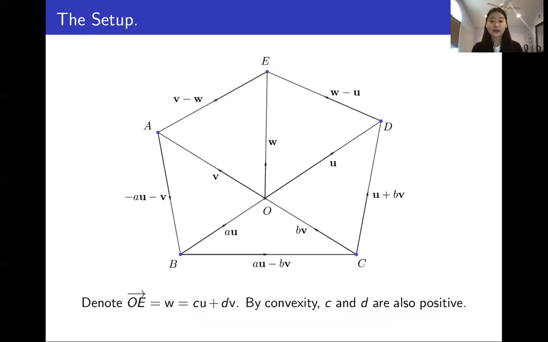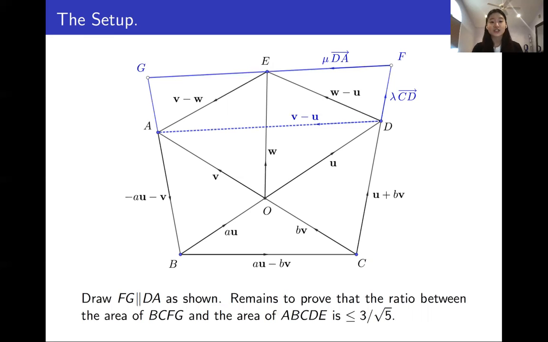I will now denote the vector OE as w and write it as a linear combination of vectors u and v. This introduces two more variables, c and d, which are also positive by the convexity of ABCDE. Finally, I construct FG parallel to AD, which creates the quadrilateral BCFG.